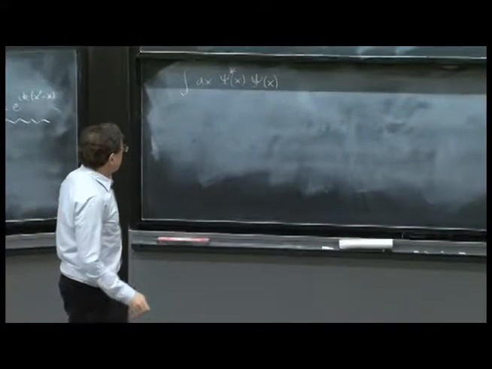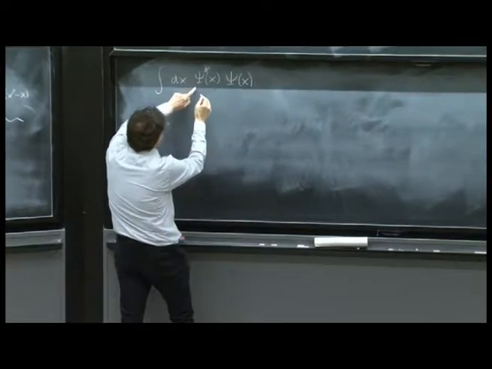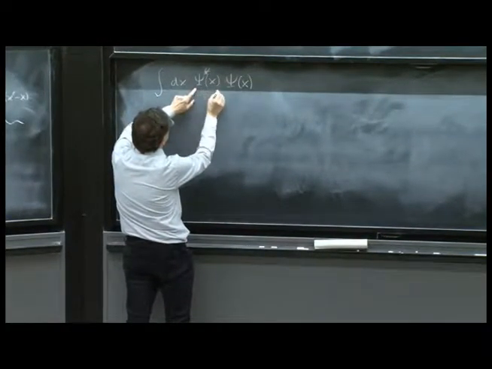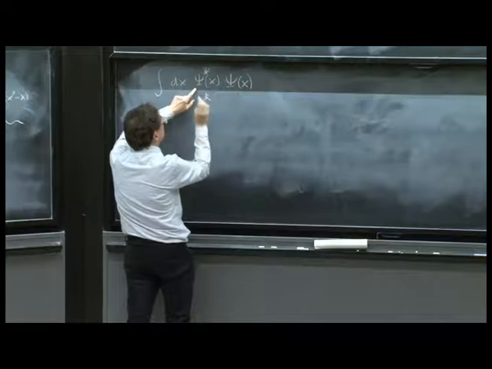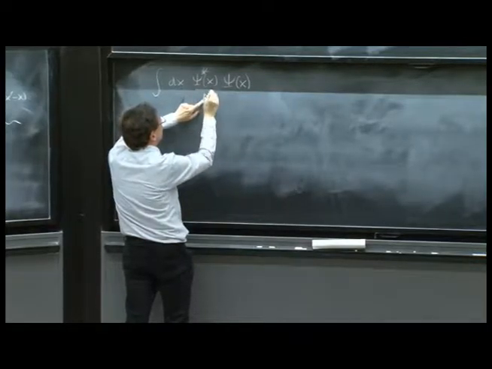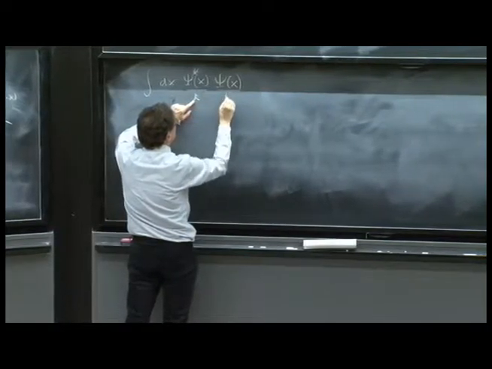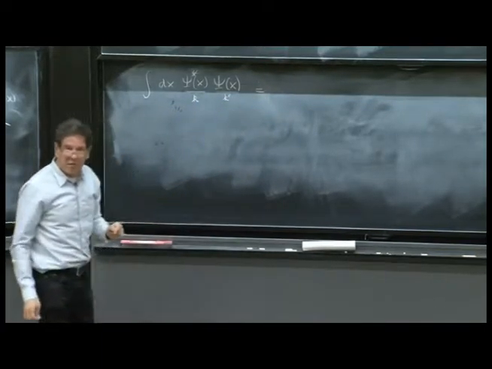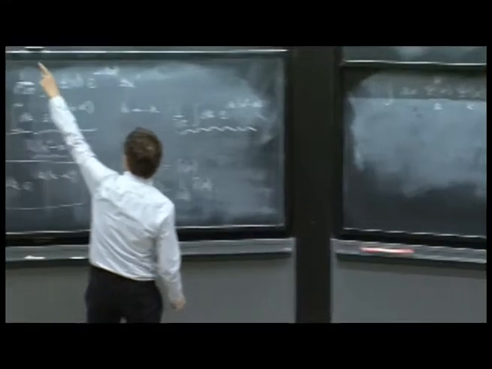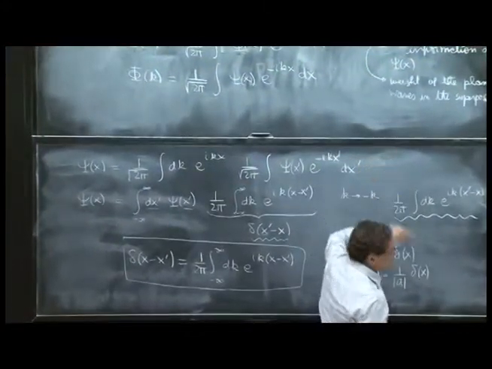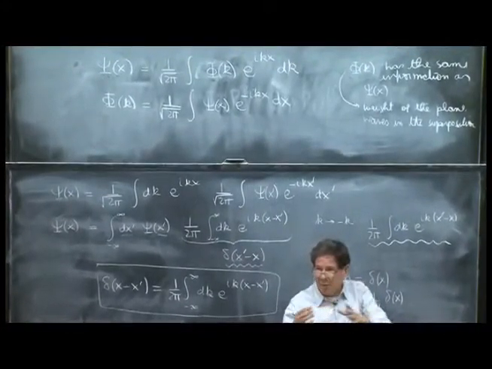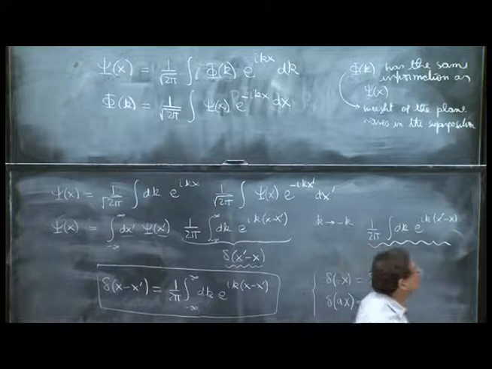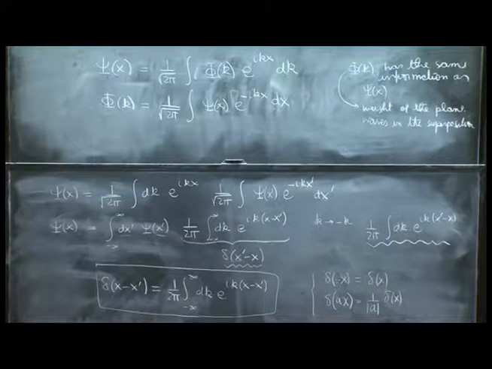So for example, here I can make a little note that I'm going to use a variable of integration that I call k for the first factor. And for this factor, I'm going to use k prime. You should use different variables of integration. Remember, psi of x is an integral over k, but we should use different ones not to get confused.